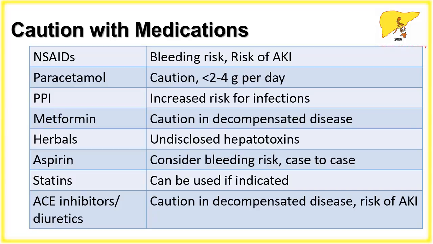In spite of the bad reputation, the overall risk of statin-induced acute liver failure is actually just 0.2 to 1 case per million. For diuretics and antihypertensives, you just need to review their use due to the risk of acute kidney injury, especially in patients who are decompensated.